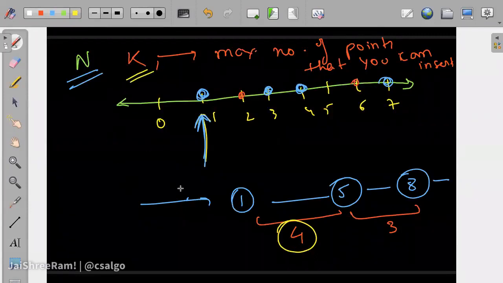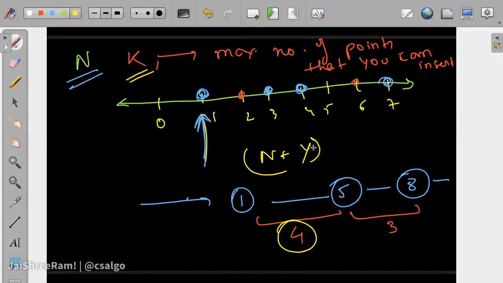Make sense? So I think now the question should be clear: you have n points on the line given. You can place k more points at any integer you wish. Let's suppose you choose some y number of points to place, so there would be n plus y points on the line finally. After placing those, you need to print the minimum possible maximum difference between any two consecutive points.